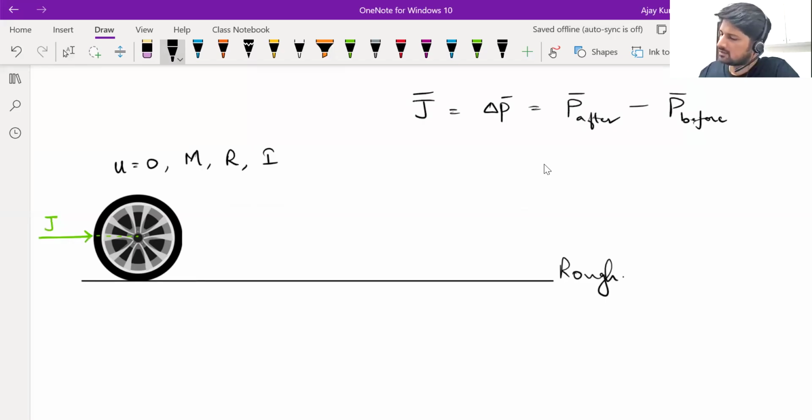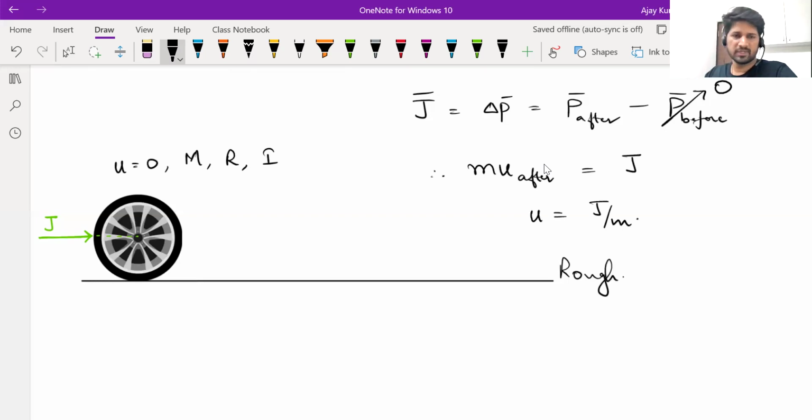Okay. Before the impulse, the object was at rest. Therefore, momentum after the impulse, meaning mass times the velocity after giving the impulse, will be equal to the impulse that you gave. So you know with what velocity it will start moving: J by m. So when you give it an impulse J, the object starts moving.